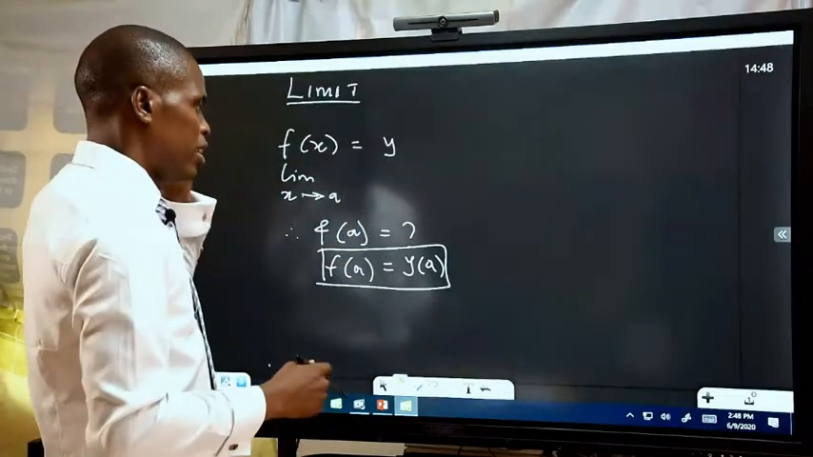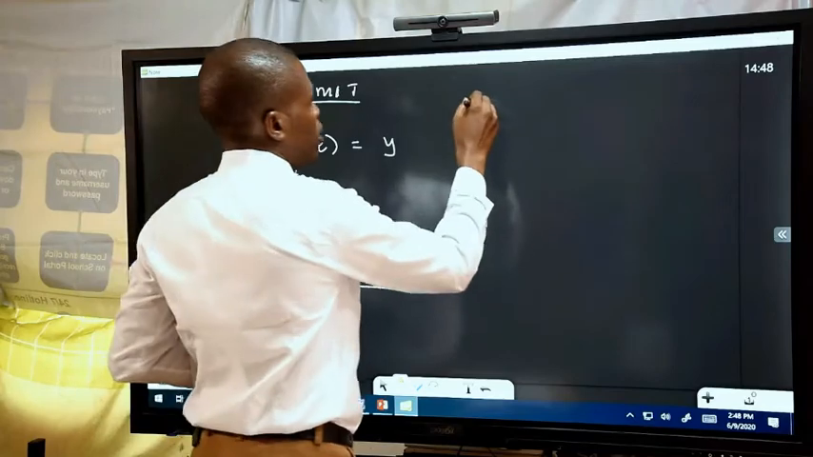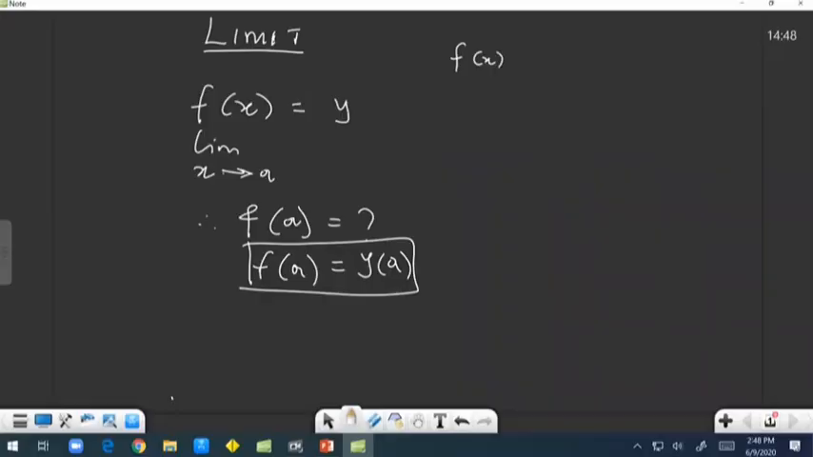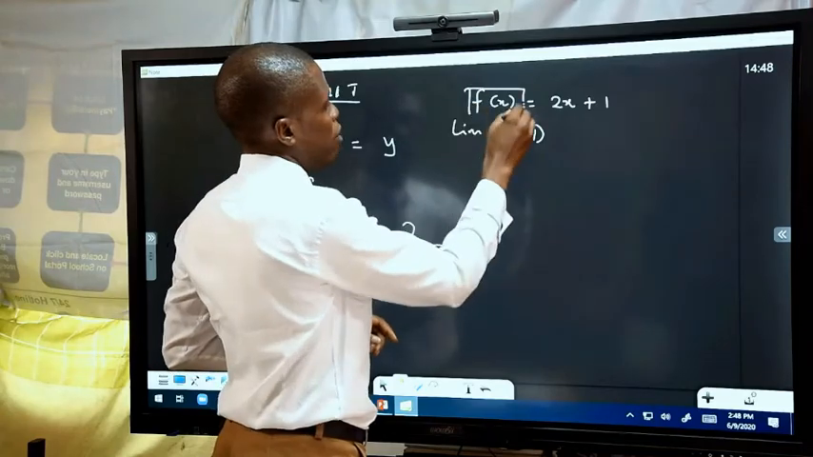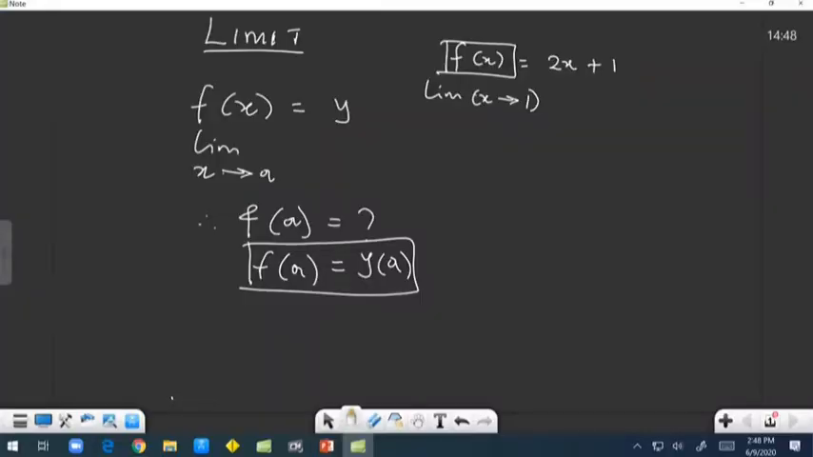Let's consider something like this. We are given a function f of x is equal to 2x plus 1, and we want to limit this between the range x approaches 1. Therefore, how does this function, f of x, behave? We are given that f of x is equal to 2x plus 1.